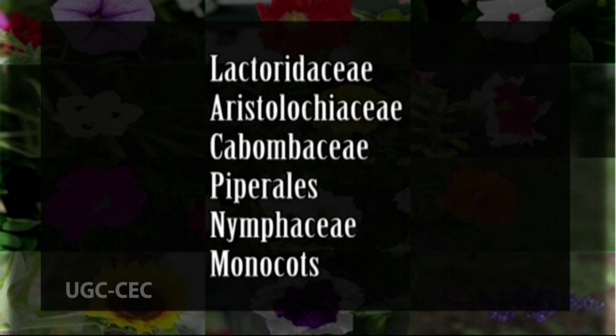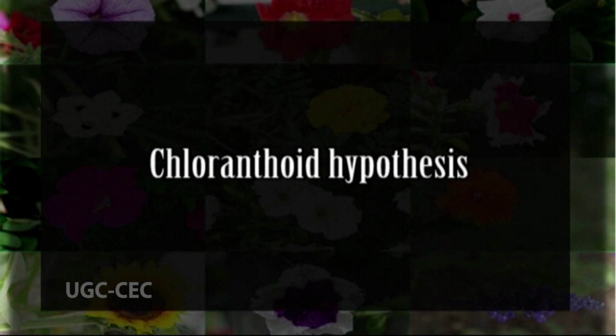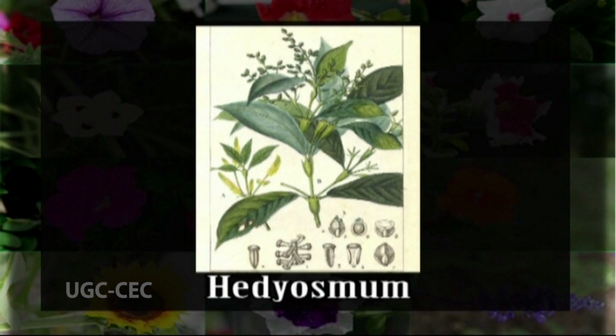Another theory is the Chloranthoid hypothesis. This hypothesis suggests that flowering plants evolved from chloranthoid ancestors, not unlike the modern angiosperm family Chloranthaceae. Arguments presented by Sauquet in 2004 in favor of this proposal include reports of data from molecular systematics that place Hedyosmum in a clade basal to other extant angiosperms.